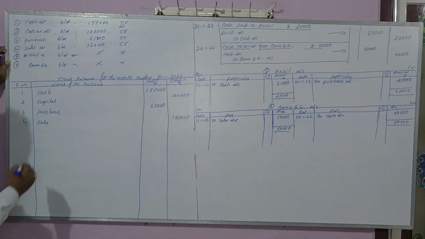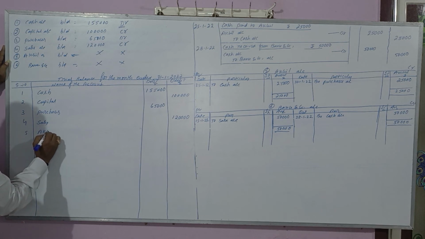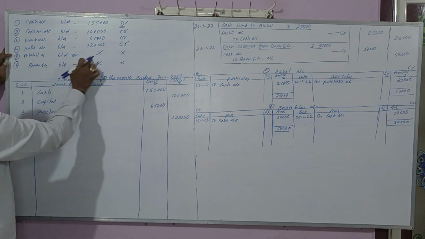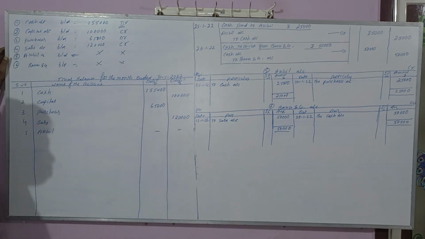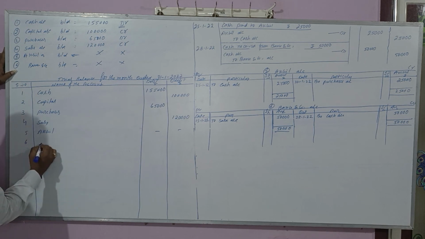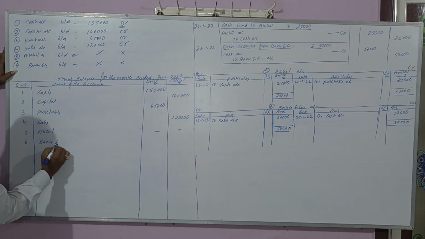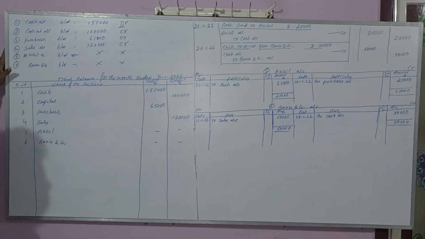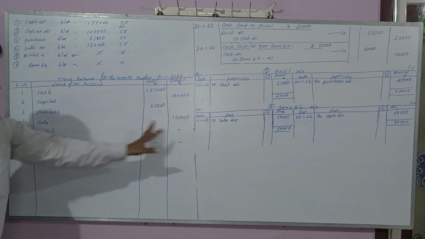And there is the Akil account. The fifth one is the Akil account. There is no need to enter it. If you would like to enter it, then just write Akil. There is no brought down amount, so we put blanks. There is no need to write it, but if you are willing to write, then write and put blanks. Similarly, the sixth account is Banu and Co. There is no brought down amount, so it should be blank. Once again, I repeat, there is no need to write nil amount accounts, but if you are willing to write, then write and put blanks.